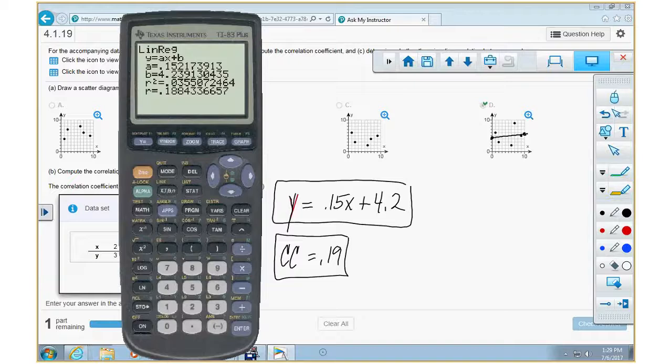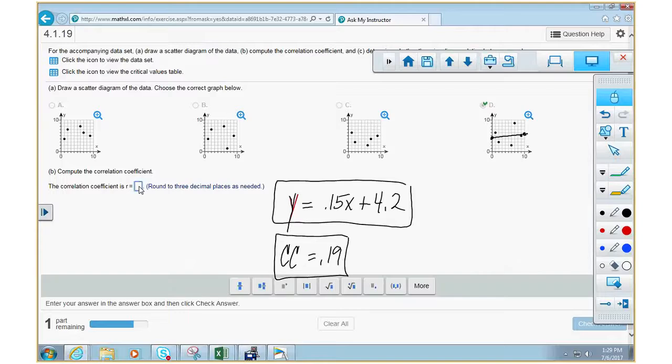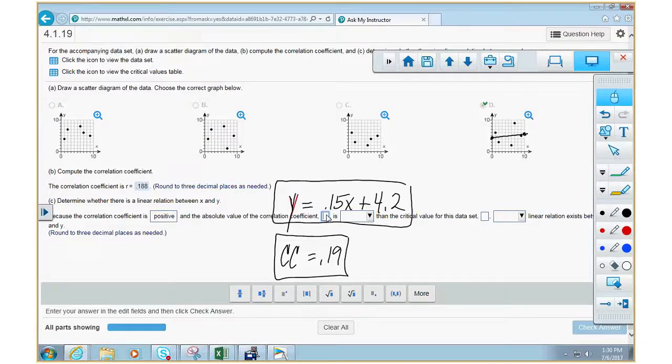Well, we'll get to it in just a second. That's that done. R is 0.19. What was it? 0.188. Okay, the correlation coefficient, is it positive or negative? Positive, because if you put your car right here, it's going uphill. And the absolute value of the correlation, the distance between that and 0, is 0.188. That's what it's asking, in my opinion.